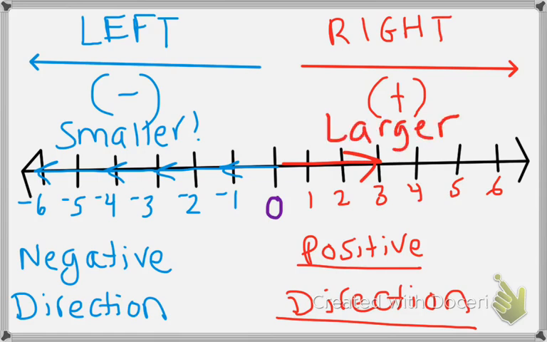So, if I'm at negative 3, which number is larger? Negative 2 or negative 4? Again, think of temperature. Which is larger? Well, if going to the right makes the numbers larger, to the right of negative 3 is negative 2.